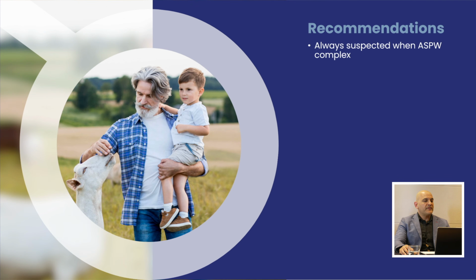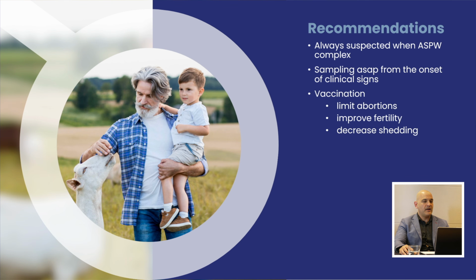First of all, they should always suspect this disease when they detect signs of the APSW complex. Sampling for laboratory diagnosis and confirmation should take place as soon as possible from the onset of clinical signs. A cornerstone in measures implemented for the prevention of the disease should be a vaccination program, which is the only means to limit abortions, improve fertility, and decrease shedding at the same time.